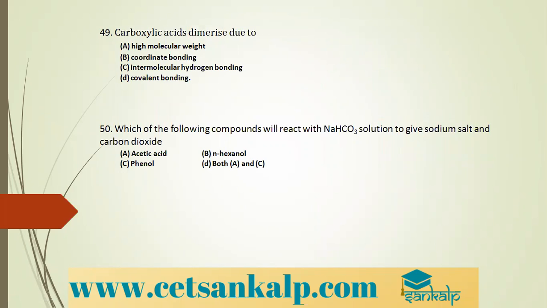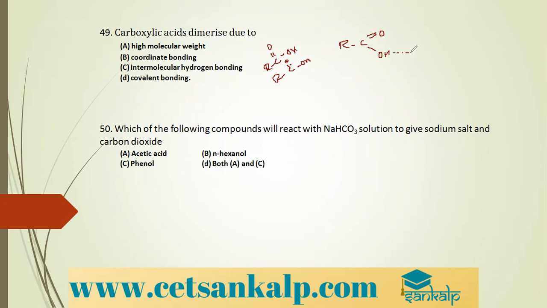49th question. Carboxylic acids dimerize due to. What do we mean by dimer? Dimer means existing in two parts. These carboxylic acids dimerize, meaning two molecules always remain in a combined state. We know that a carboxylic acid is represented like this. If I take two molecules of carboxylic acid, let me represent it like this. You can see here R, C double bond O, OH.